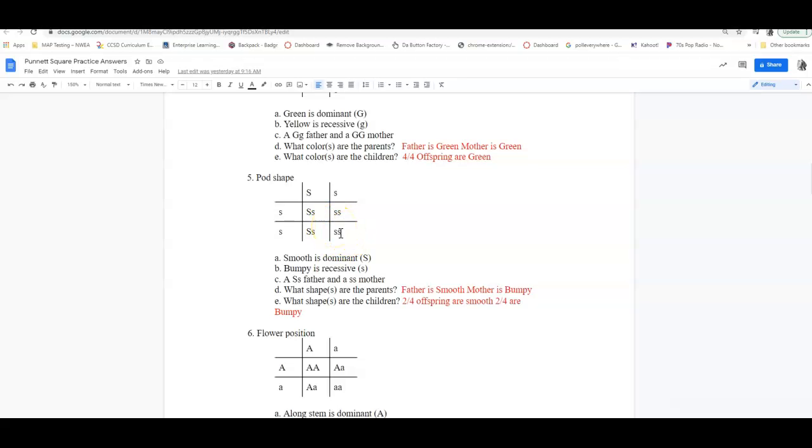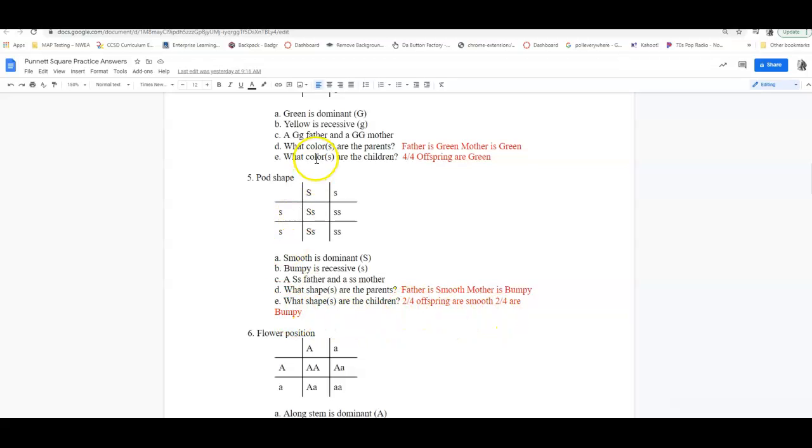So I'm going to have 2 that look the same. These 2 over here, the little s, little s, little s, little s. Those 2 are going to look the same, and they're going to have the recessive trait, so they're going to be bumpy. And then over here, there's a dominant allele, the big S. So these are going to be smooth. This baby and this baby are smooth. This baby and this baby are bumpy. So you put 2 out of 4 are smooth, and 2 out of 4 are bumpy.